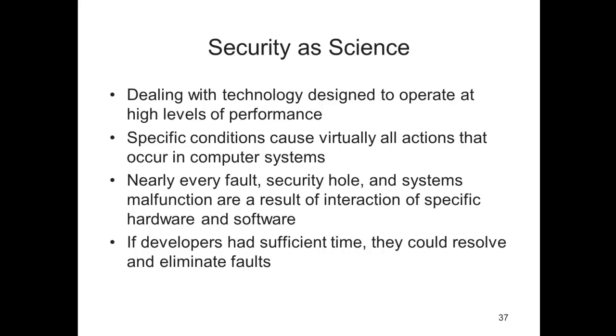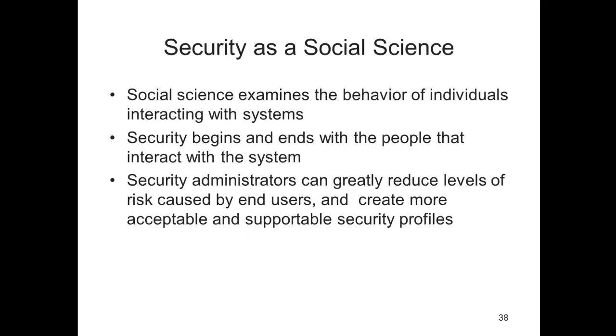So it could be an art, it could be a science, but it could also be a social science. And really what we're talking about here is that social science examines the behavior of individuals as they interact with systems, whether societal systems or, in our case, information systems. Security begins and ends with the people that interact with the systems, planned or otherwise. End users that need the very information that the security personnel are trying to protect may be the weakest link in the entire security chain.